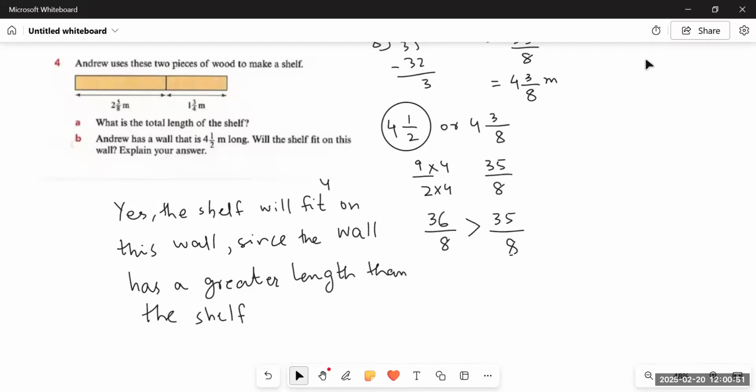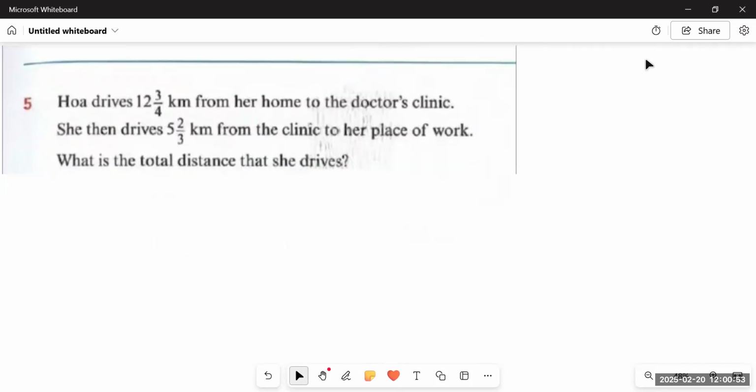Okay, now let's move to the next question, which says, Hua drives 12 whole 3 upon 4 kilometers from her home to the doctor's clinic. They are telling us the distance from the home to the doctor's clinic. Then she drives 5 whole 2 upon 3 kilometers from the clinic to her place of work. It means there are 3 places: her home, then the doctor's clinic, and workplace.